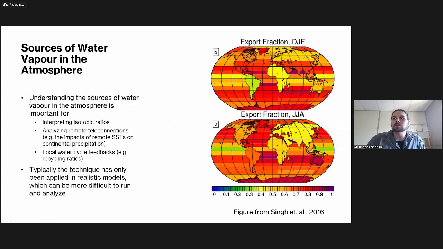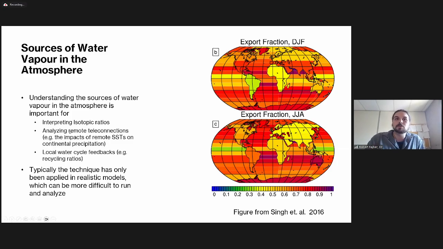So why might you want to do this? Well, the basic reason is that we're interested in how water moves through the atmosphere for a whole variety of reasons. One is that this is useful for interpreting isotopic ratios. If you have some paleoisotope record somewhere and you see some water in it, you'd like to know where that water came from, because really that water might only be indicative of its source region.